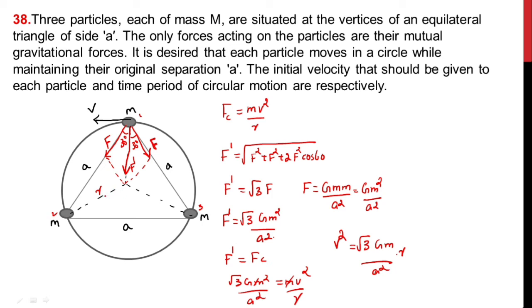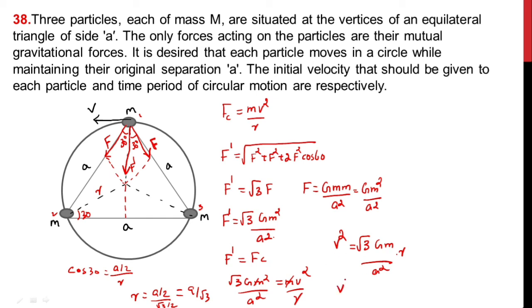Now you have to calculate what the small r is. You can calculate using this triangle here. This is the angle theta, which is 30 degrees. So cos 30 is equal to half of the length, A by 2, divided by the hypotenuse r. So r is equal to A by 2 divided by cos 30. Cos 30 is root 3 by 2, so r is equal to A by root 3.